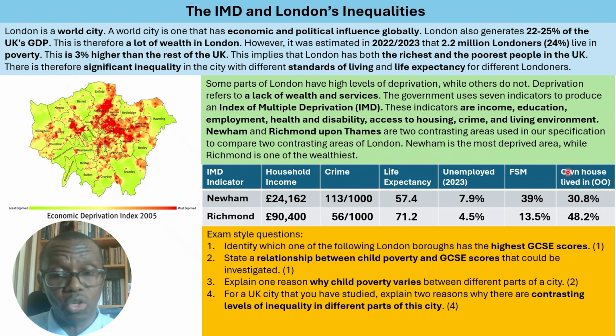Then we have owner-occupier housing, so where people own their own homes. And in Newham, the percentage is obviously a lot less, so it's at 30.8%, and then in Richmond, it's 48.2%.